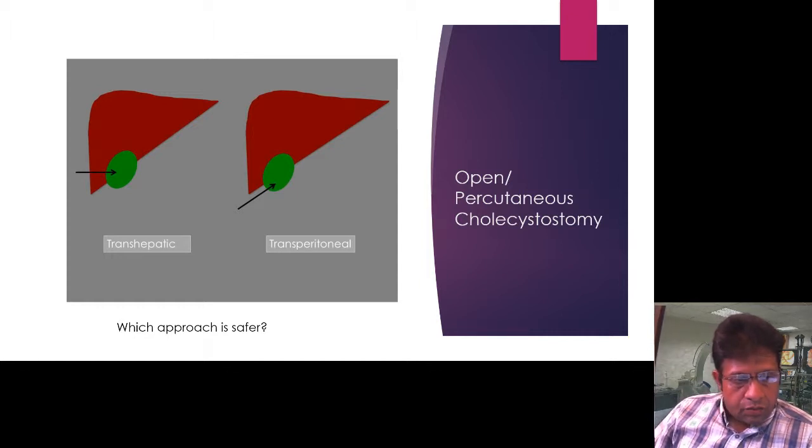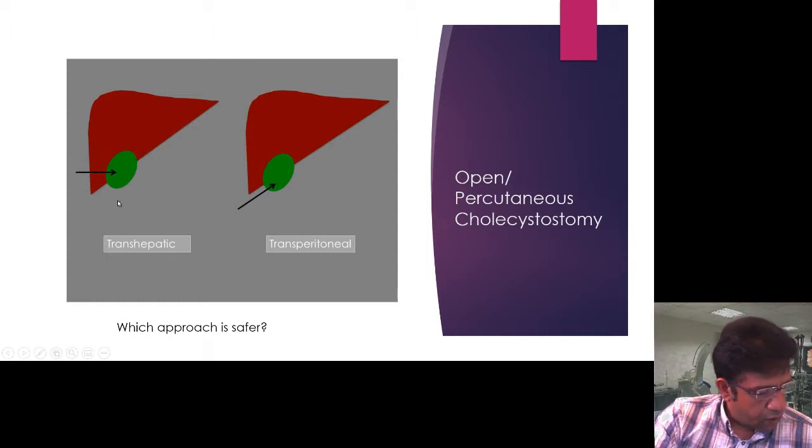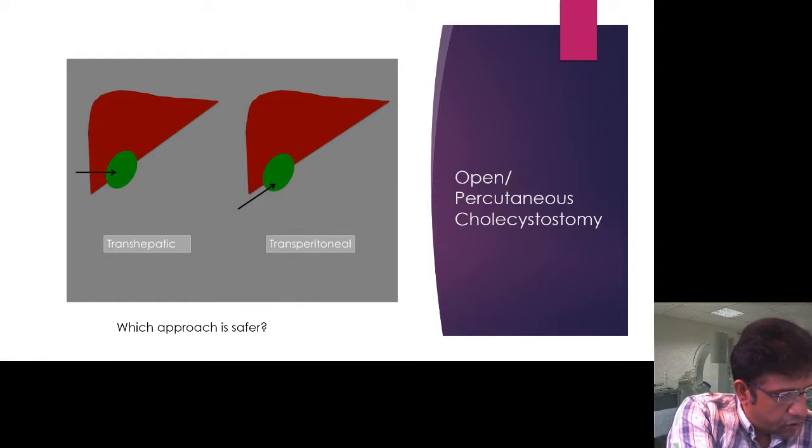There are two possible approaches. One is transhepatic and the other is transperitoneal, as shown on this image here. The question to you: which approach do you think is safer? Please post your answers to the individual, not to the group, so as to give everyone an opportunity.